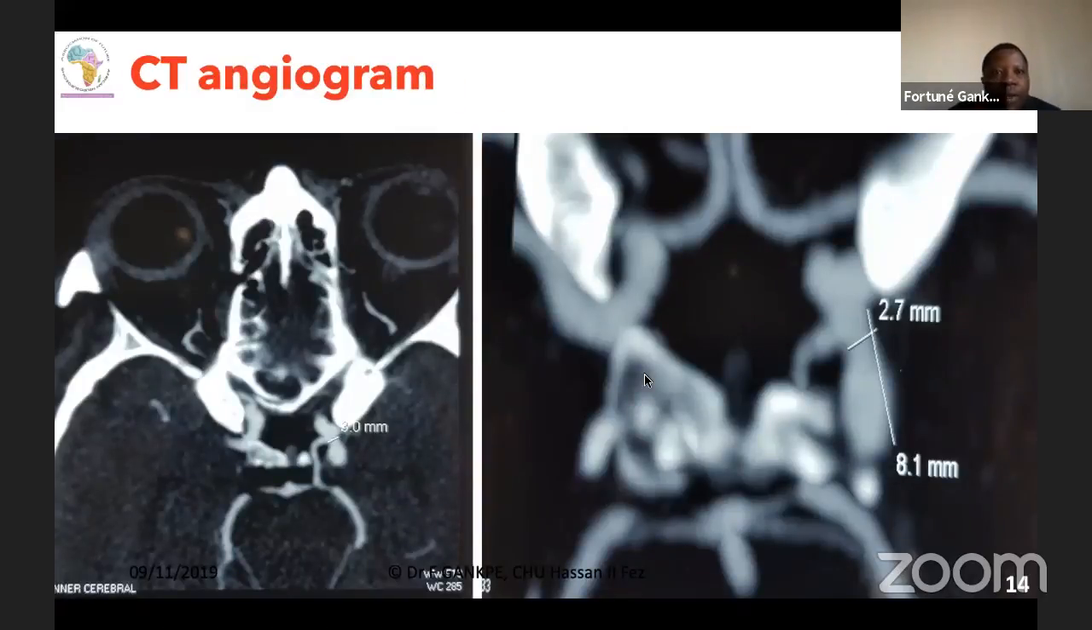Okay, on this slide, I want to show you the CT angiogram for a patient who came to our department with subarachnoid hemorrhage, showing the aneurysm at the terminal ICA, internal carotid artery.